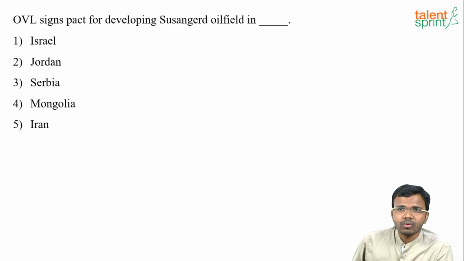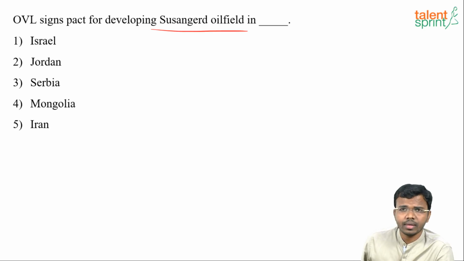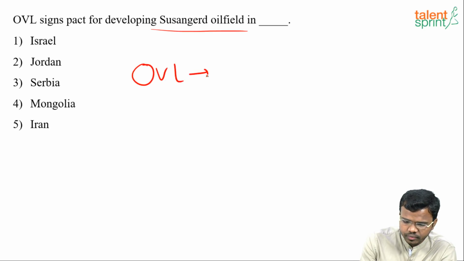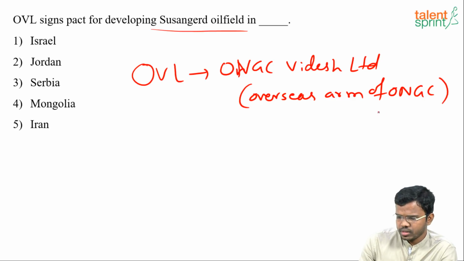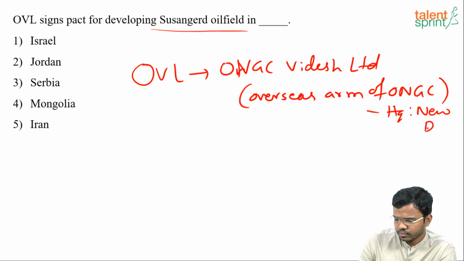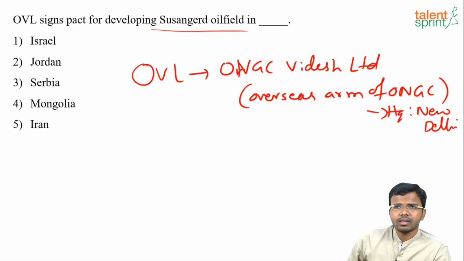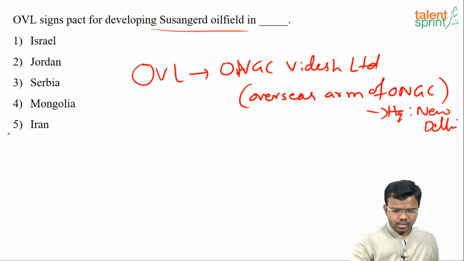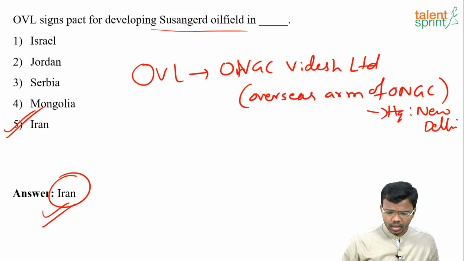Next is OVL. ONGC Videsh Limited has signed a pact for developing the Susangad oil field in which of the following places? OVL is the overseas arm of Oil and Natural Gas Corporation, headquartered at New Delhi. So the Susangad oil field belongs to which place is the question. What is the right answer? Most of you go with Iran. Iran is the right answer. Clear? Yes, moving on to the next question.